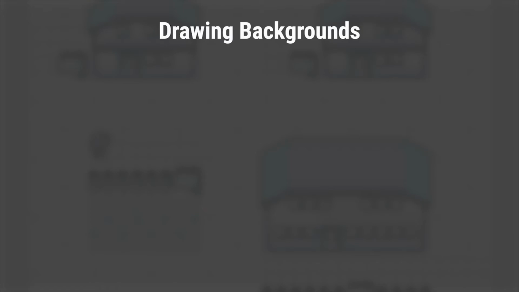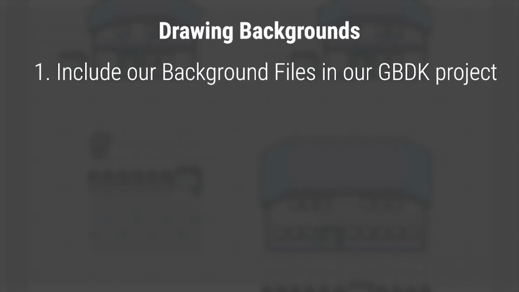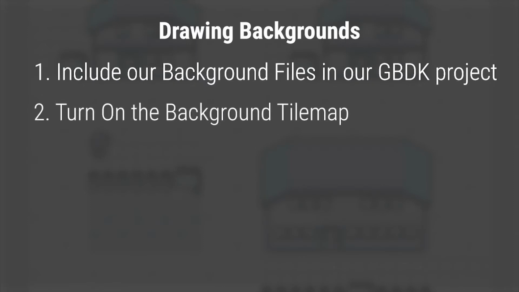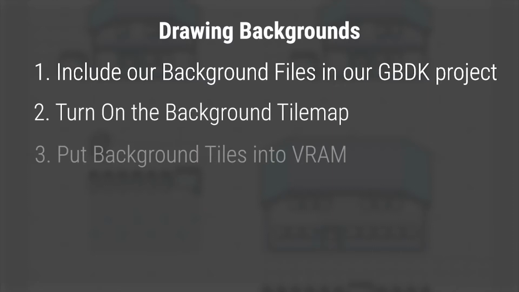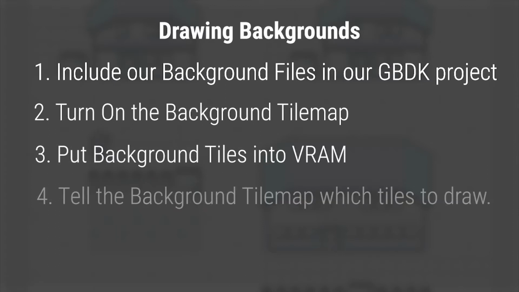Before we jump into the code, I'll explain the process at a high level. Drawing backgrounds can usually be split into 4 different steps. In the first step, we simply include our background files into the Game Boy's ROM file. In the second step, we need to make sure the background tile map is visible. In the third step, we place our tile data in VRAM. In the fourth and final step, we update tiles in the background tile map.